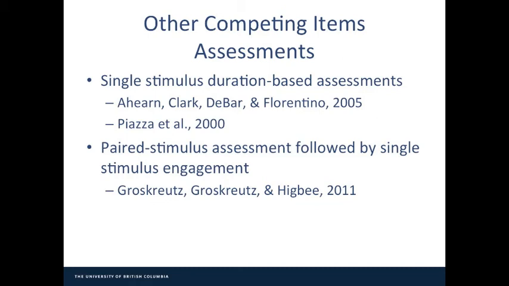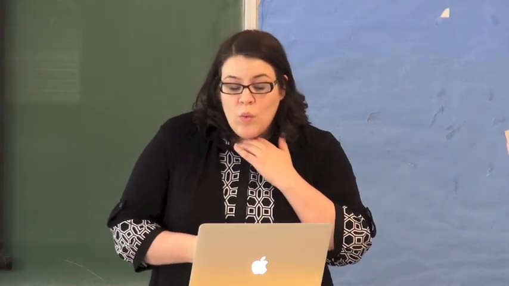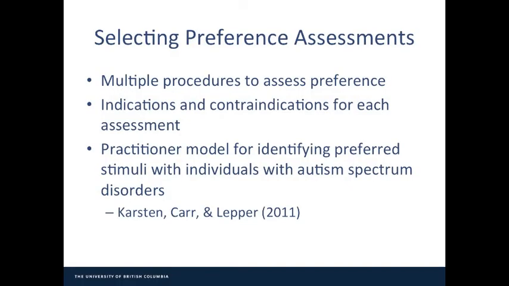So all the preference assessments we've discussed here have benefits and are effective, but not all are appropriate for every client in every situation. One question that comes up is how do we determine which preference assessment is most appropriate in what situation? And thankfully, someone has written a really nice article that provides us with some information about this. So Karsten, Carr, and Lepper created a practitioner model for identifying preferred stimuli when working with children with ASD.